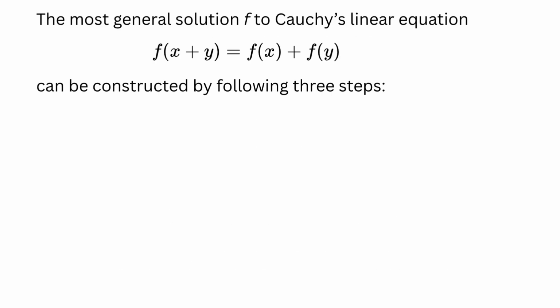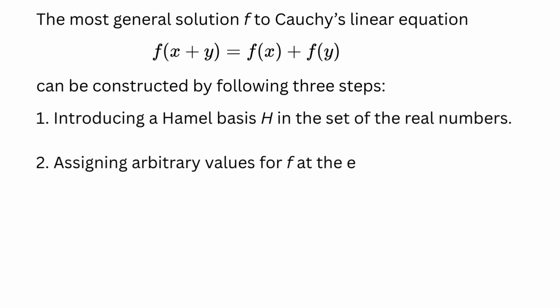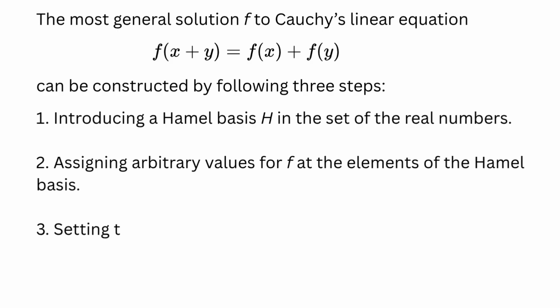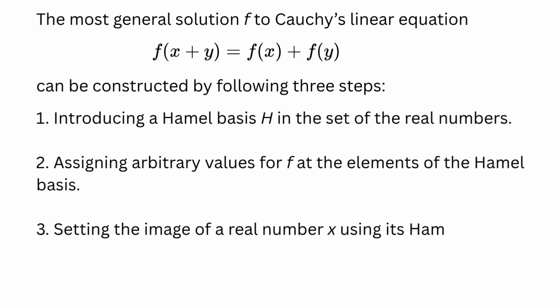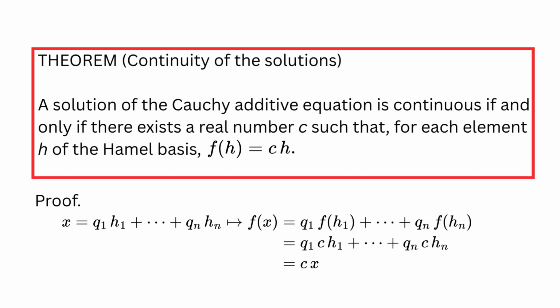In a previous video, I showed that the most general solution f to the linear Cauchy equation is found as follows. First, we introduce a Hamel basis H in the set of real numbers. Then, we assign arbitrary values for f at the elements of the Hamel basis. Finally, we set the image of a real number x using its Hamel decomposition and the following rule. The continuous solutions are a subset of these solutions. A solution of the Cauchy linear equation is continuous if and only if there exists a real number c such that each element h of the Hamel basis is mapped to c times h.